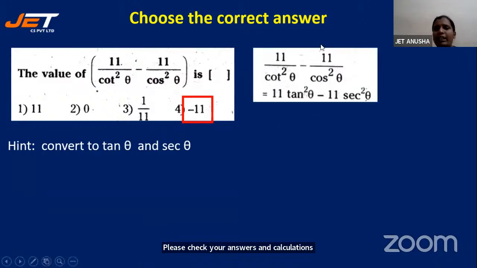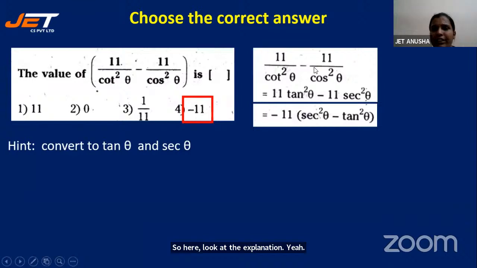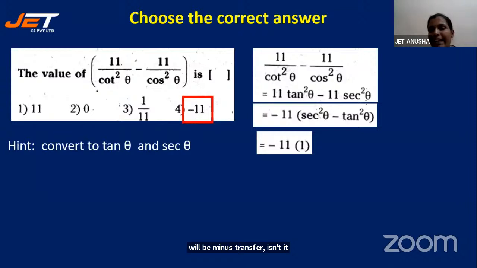So here, look at the explanation. 11 by cot square theta minus 11 by cos square theta. 1 by cot square theta, what is it? Tan square theta. 1 by cos square theta is secant square theta. So we got 11 tan square theta minus 11 secant square theta. Here I am taking minus 11 as common. If you take minus 11 as common, then the first one will become secant square theta and the next one will be minus tan square theta, isn't it? Secant square theta minus tan square theta, we already know its value is 1. So minus 11 into 1 is minus 11. Okay.